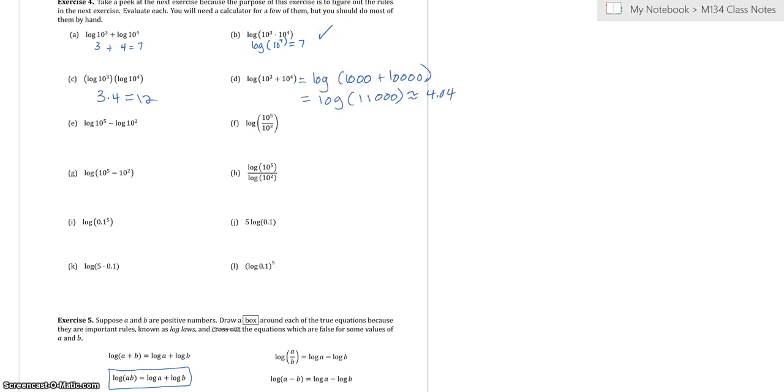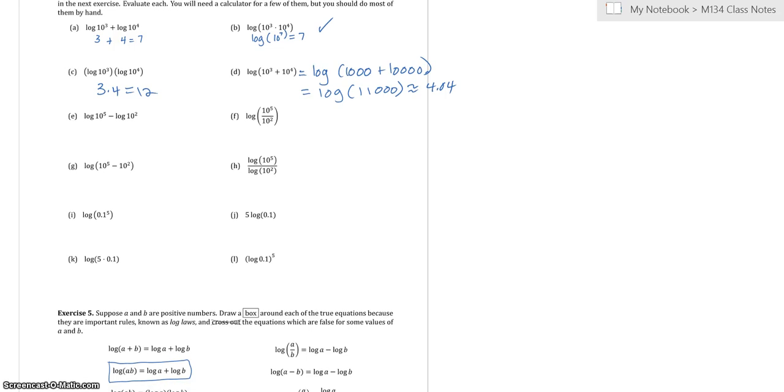The next one. Notice C and D are not the same. This would be 3 times 4, which is 12. This one, you would have to do the inside first, so it'd be log of 11,000. That one you do have to do on your calculator. That is 4.04, not the same as 12. So there's no property there.